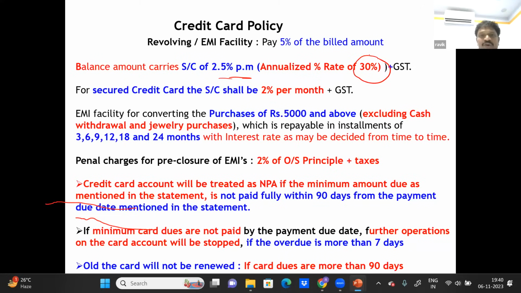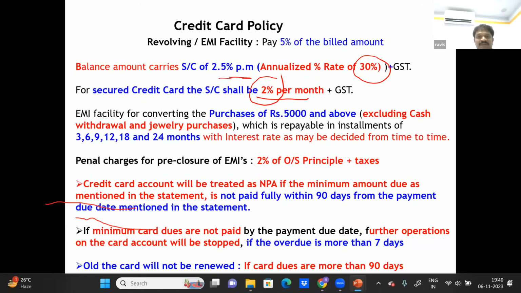Okay. For secured credit card, it is 2% per month. Why? See, secured credit card means an FD is already there. So it is given against FD. That's why they said to reduce the rate of interest.